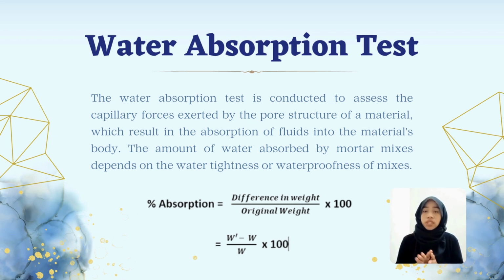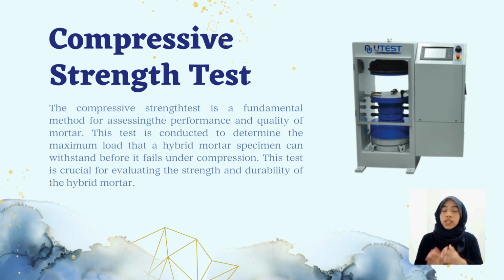The average water absorption for the set of specimens is also calculated. For the second test, which is compressive strength, compressive strength is a fundamental method for assessing the performance and quality of mortar. It measures the ability of mortar to withstand external loads or force. The materials and equipment we use are only a measuring tape and a compressive machine. The procedure is to measure the area of the cube samples, compress them in a compressive machine until they fail, and calculate the average compressive strength for the cube samples.